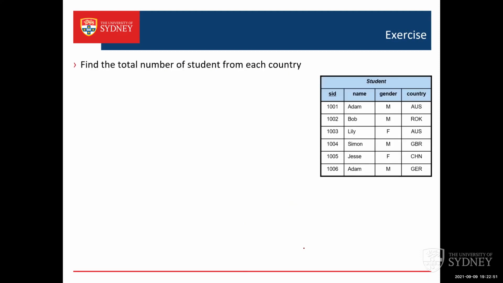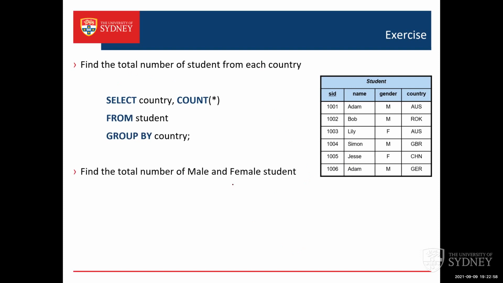Okay, so this is the query that I have just shown you. Find the total number of students from each country. Hopefully making sense now. Find the total number of male and female students using group by. That one should make sense as well.